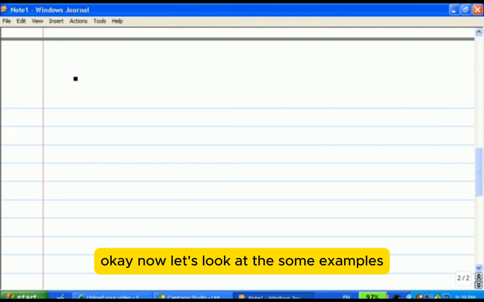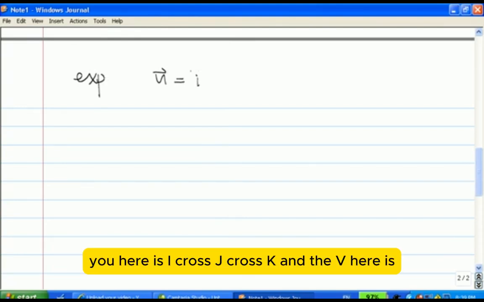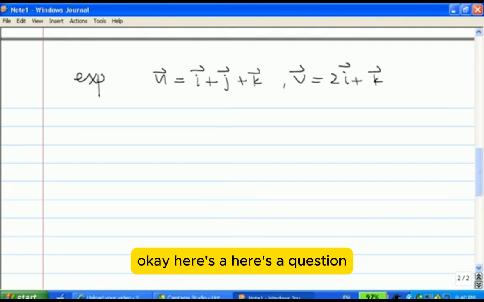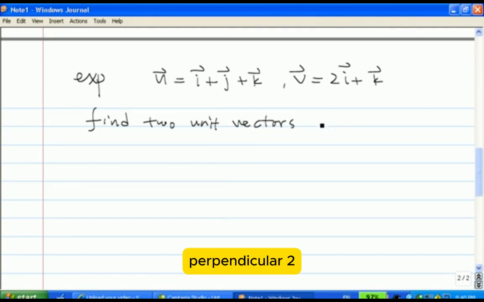Okay, now let's look at some examples. Now I give you two vectors. U here is I plus J plus K, and V here is 2I plus K. Okay, here's a question. We want to find two unit vectors perpendicular to both.